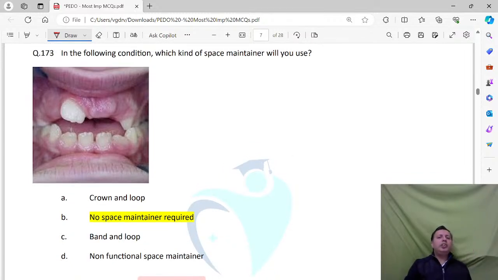Now, in the following condition, which kind of space maintainer will you use? If you can see in this case, the one central incisor has already erupted, and the other central incisor, you can see the bulge that is almost about to erupt. So, in this case, there is no requirement of any space maintainer because it's an anterior tooth which is missing, and I have told you that we rarely use a space maintainer for the anterior teeth. We basically use it for the posterior teeth mainly, and the only fixed space maintainer that I have told you for the anterior teeth is the pin and tube space maintainer. Okay, so in such conditions we don't go for space maintainers, so no space maintainer is required.